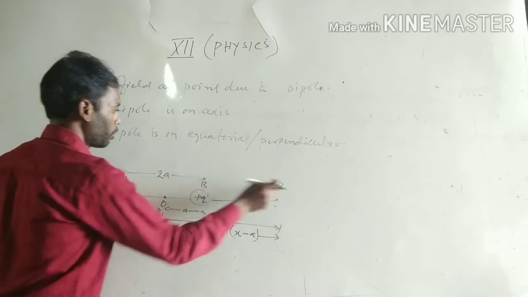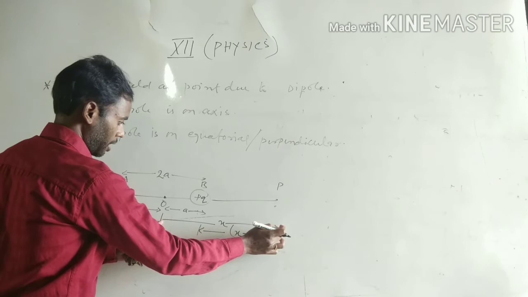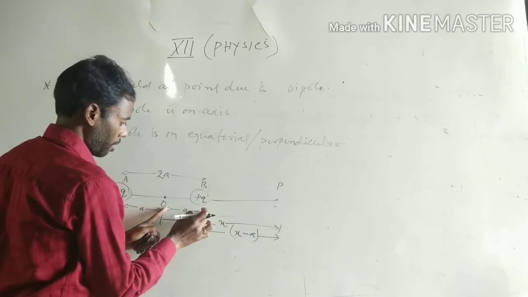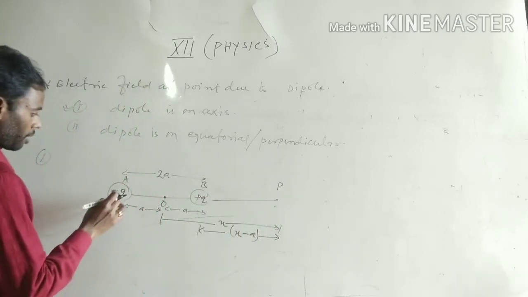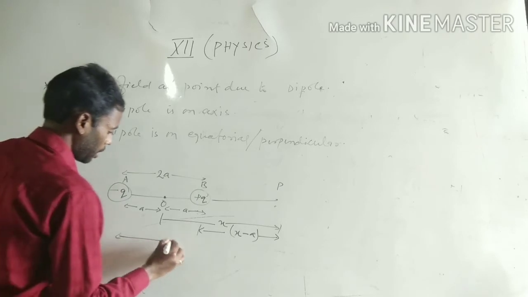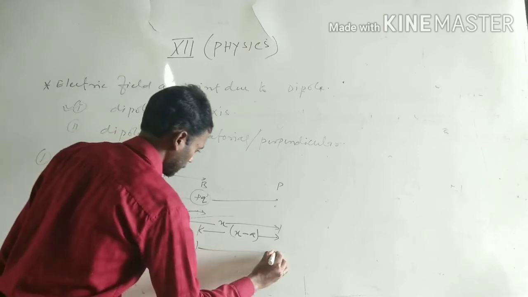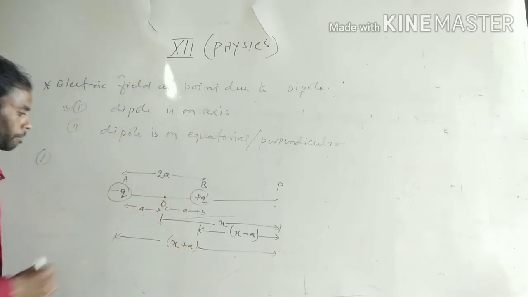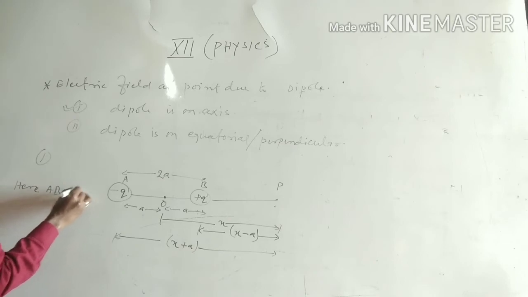The distance of B to P, that means x minus a. How? This is our x distance, and we have to subtract this distance a, then we will get it. Similarly over here, from A to P the distance is x plus a. Here AB is our electric dipole, that is 2a.